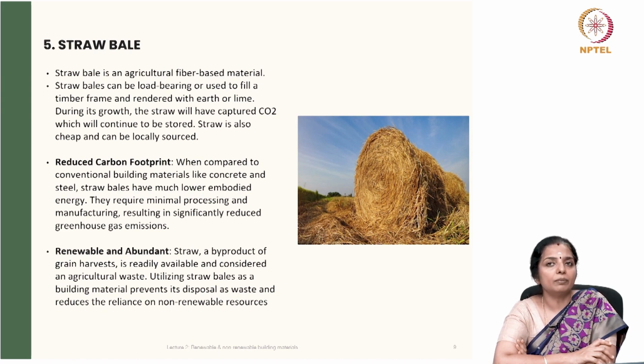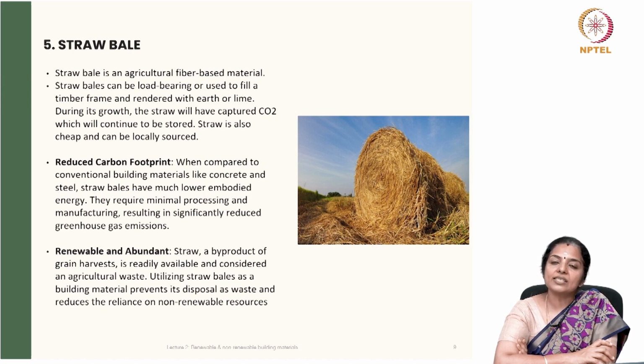When compared to conventional building materials like concrete and steel, straw bales have much lower embodied energy. They require minimal processing and manufacturing, resulting in significantly reduced greenhouse gas emissions. They are highly renewable and abundant around us, especially as we belong to the agrarian community, and therefore straw, which is a byproduct of grain harvest, is readily available and considered as an agricultural waste. Utilizing straw bales as a building material prevents its disposal as waste and reduces the reliance on non-renewable resources.